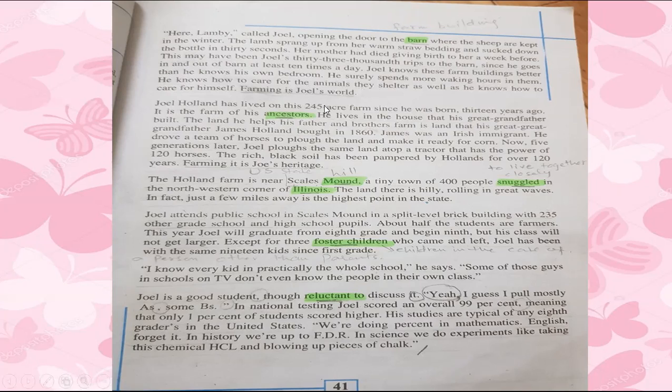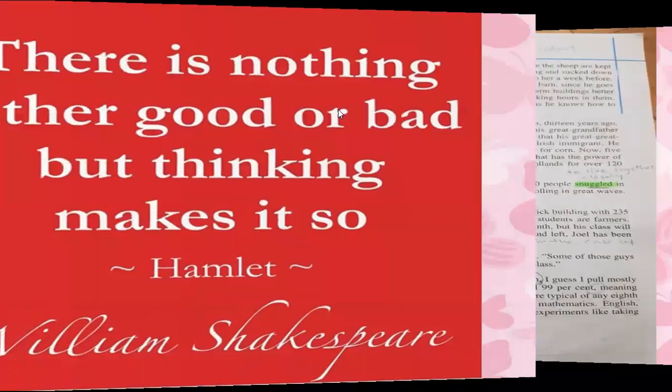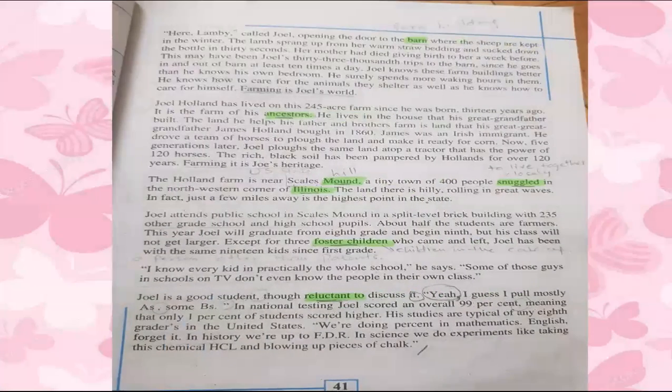Farming is Joel's world. Yes, it was his own world, as he's used to it. That's why it is his area of interest. So of course, it can be taken as his own world.